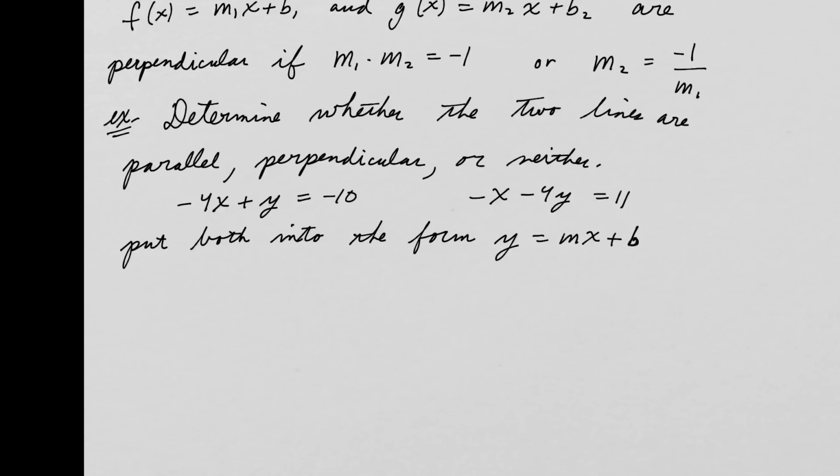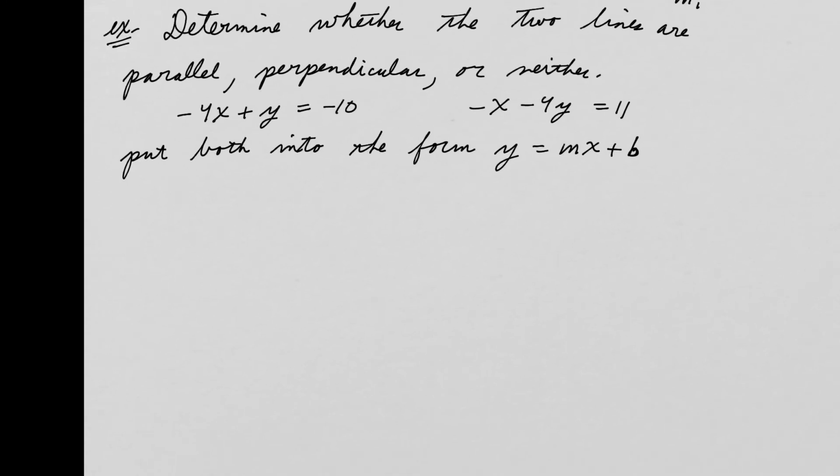Okay, so how do I do that? Well, I just solve the equations for y, right? So in this case, for that first line, I need to add 4x to both sides. So I'm going to get y is equal to 4x minus 10.